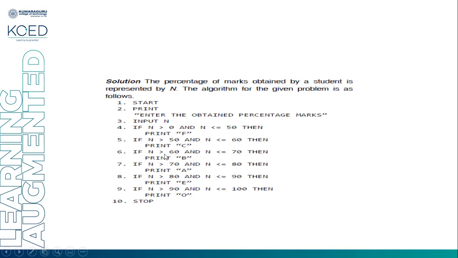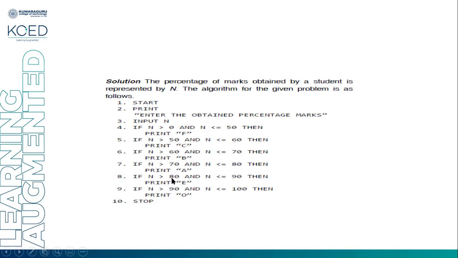Next, check if n is greater than or equal to 60 and n is less than or equal to 70, that is 61 to 70, then print B grade. Next, if n is greater than 70 and less than or equal to 80, it means 71 to 80, print A grade.